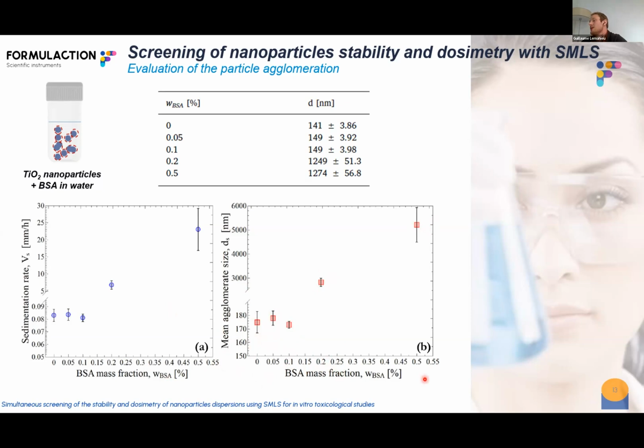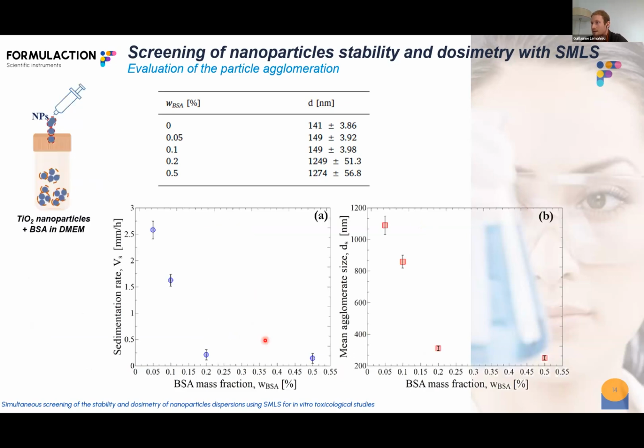So here it's clearly a depletion effect. And in this case, we need not add so much BSA. In fact, we don't need to add so much BSA in view of keeping the size as low as possible for our particles. And now, on the next step, we put it into the cell culture medium.